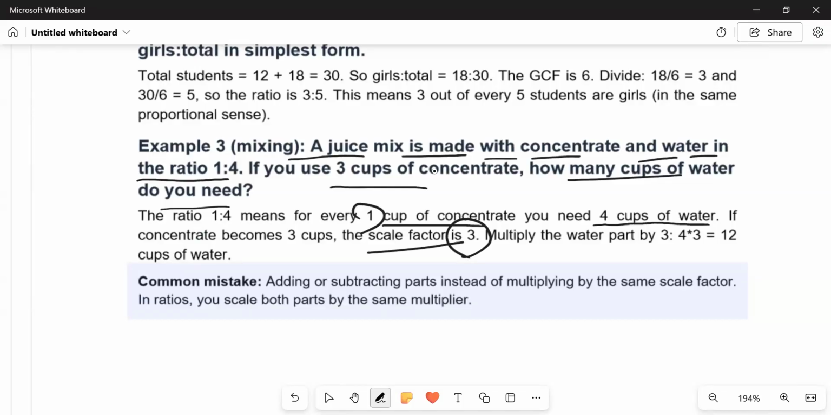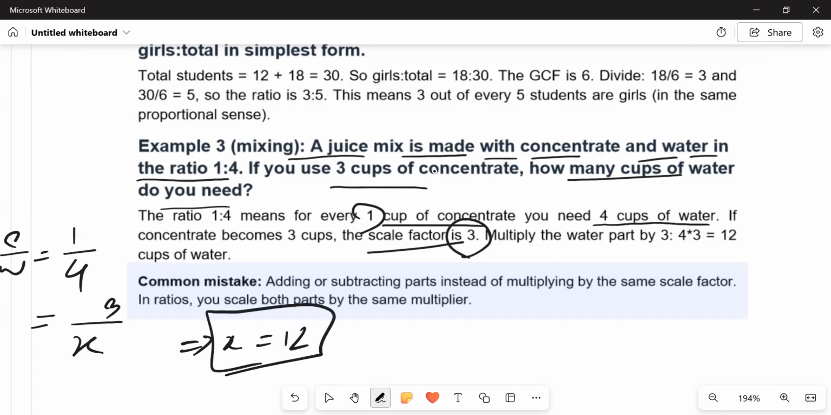But no, the way to do it is concrete by water is 1/4. Okay, and then I have 3, and this is x. And if I have to get x, I'll get 12. I think we are all aware of this, but I'm just saying that this is a very easy mathematical problem of ratios.